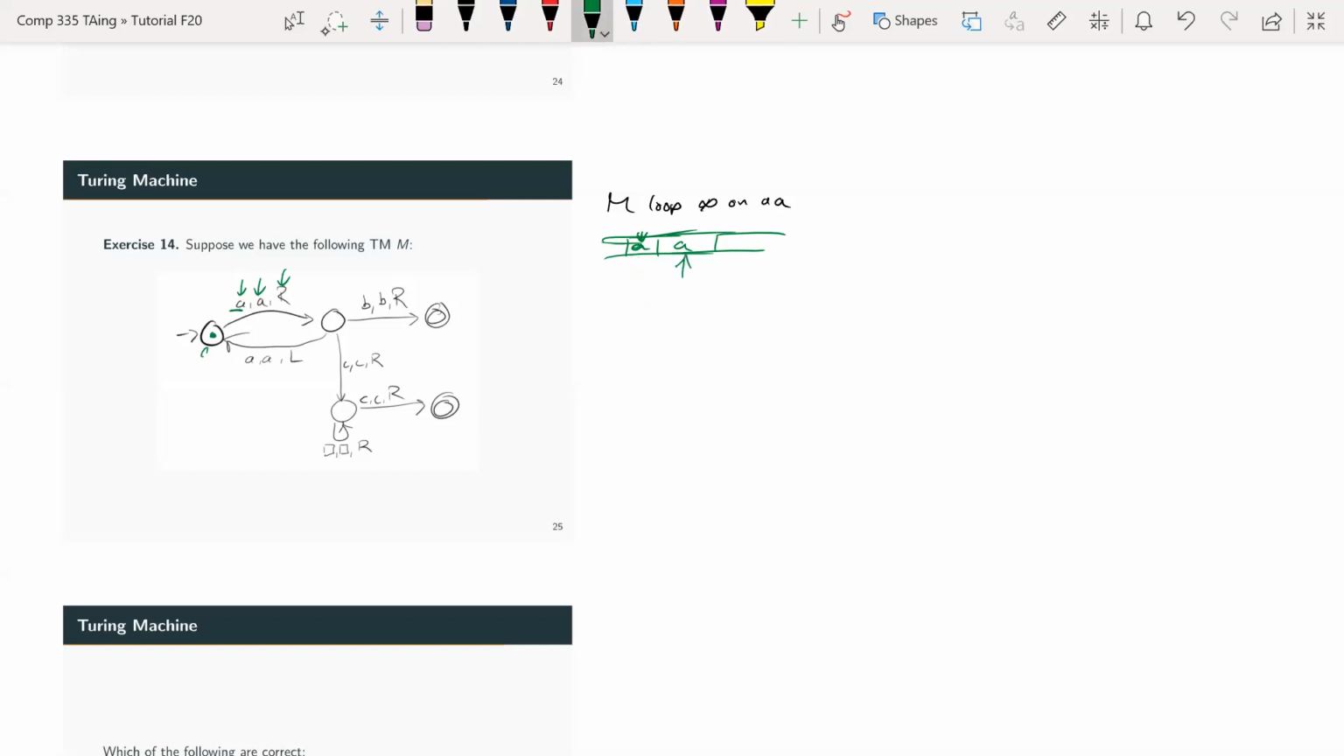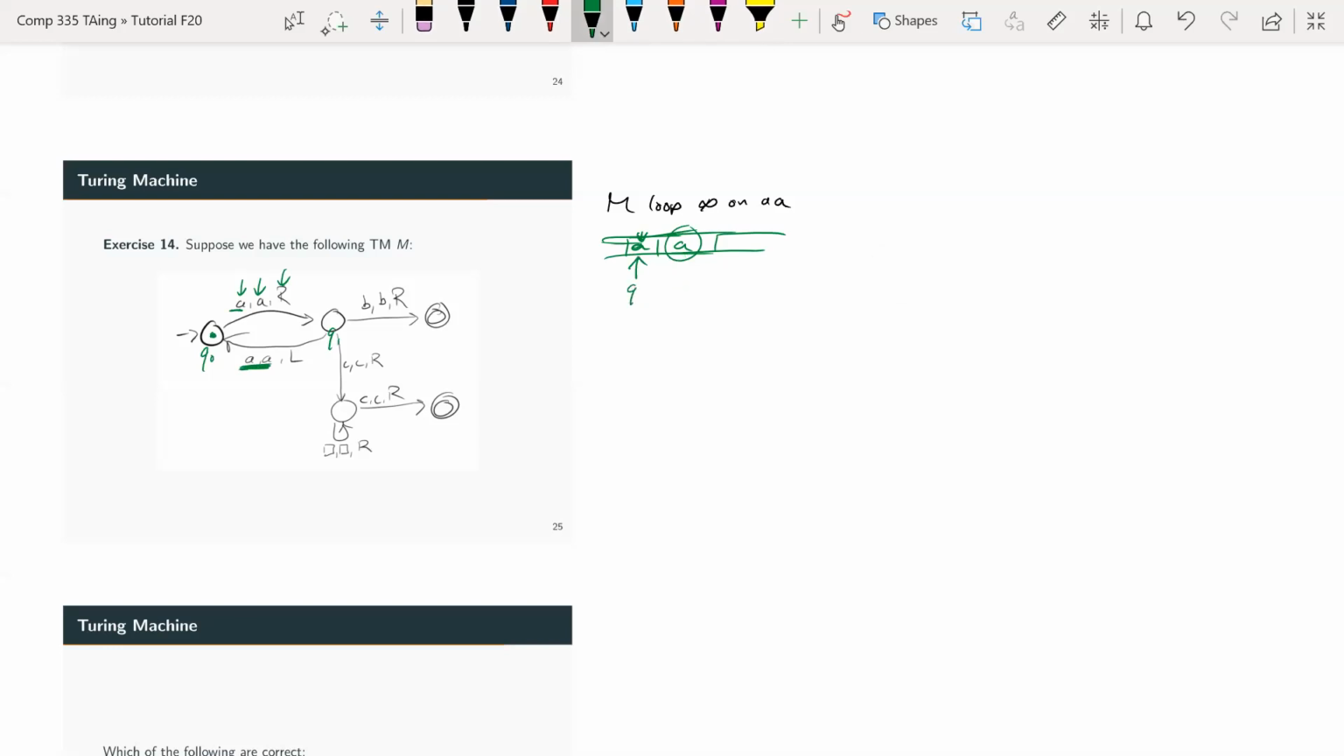So this is Q0, this is Q1. Now you're in Q1. What transition can you use? Well, you're in Q1, you're reading an A. This is the only transition I can use, because it's the one that says if you read an A, write an A and then go to the left. So then go back to the left.